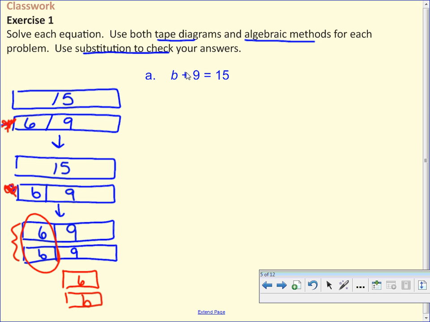Do we have to do all those diagrams on the homework? Well, when they ask for the tape diagrams, yes. Okay?